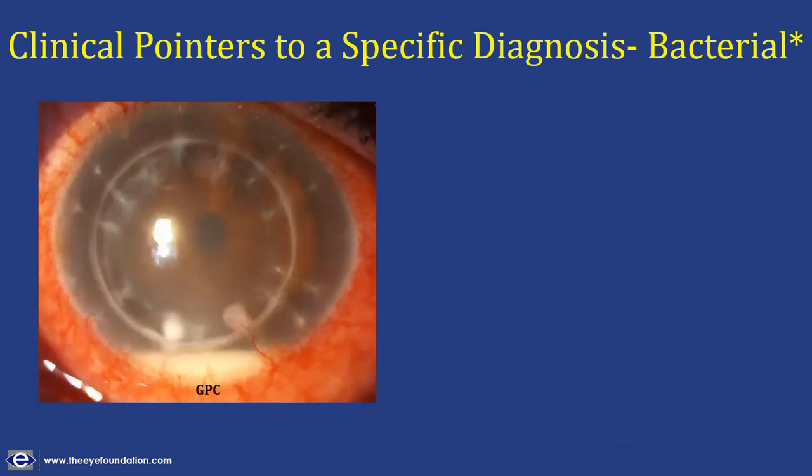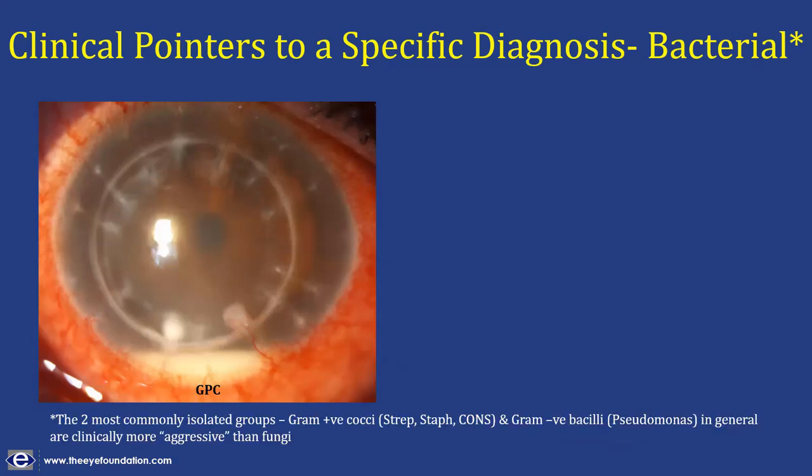Now, with respect to bacteria, here again, the asterisk is because we're talking about the most common organisms. We're not referring to the atypical bacteria. We're talking about the gram-positive cocci and the gram-negative bacilli. Here again, a patient with post-DALK with suture site infiltrate. You have one suture site which has a broken and exposed suture, vascularized, and the other having an infiltrate.